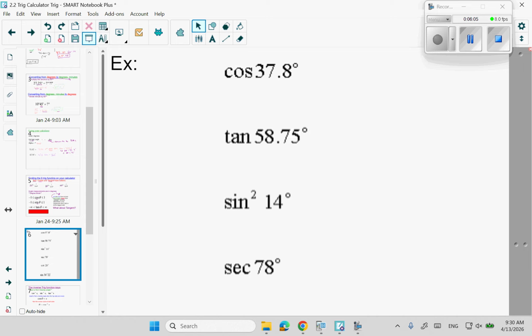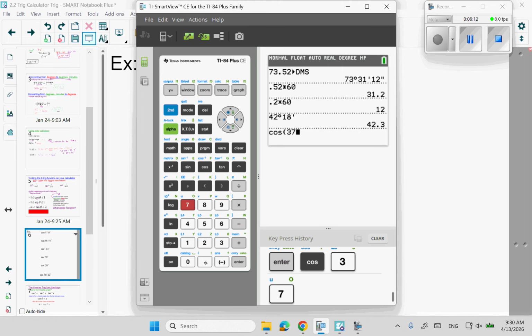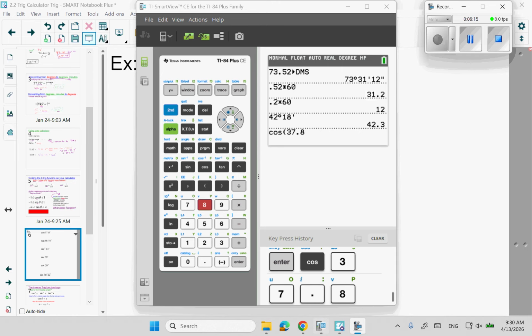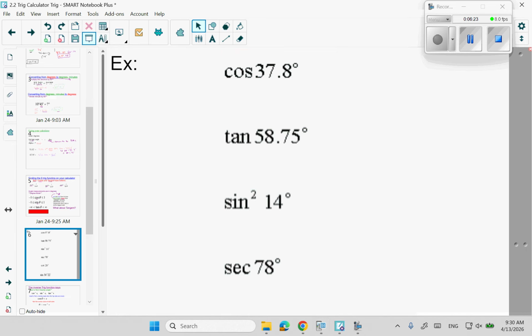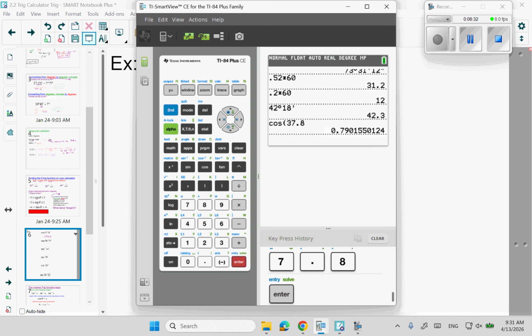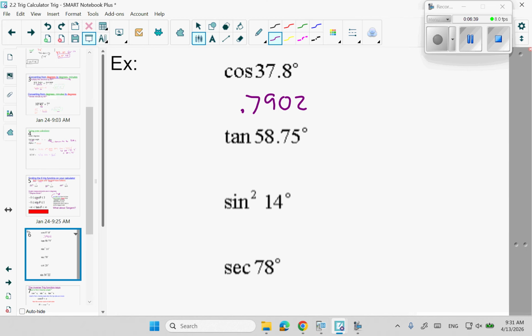Cosine of 37.8. Well, degrees, so let's make sure we're in degree mode. I can do cosine of 37.8 right into my calculator. And we can say, let's go 4 decimal places, so 0.7902. Okay, tangent 58.75. So 1.6479.